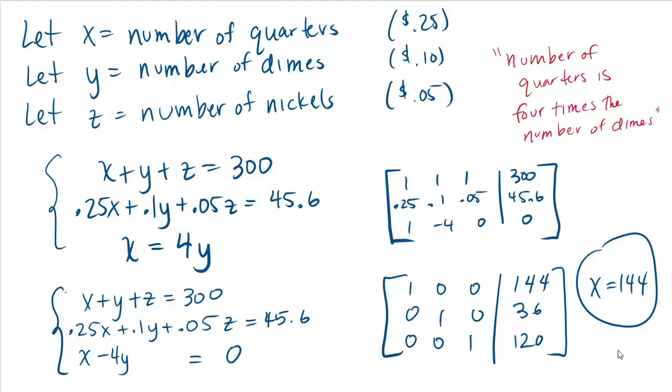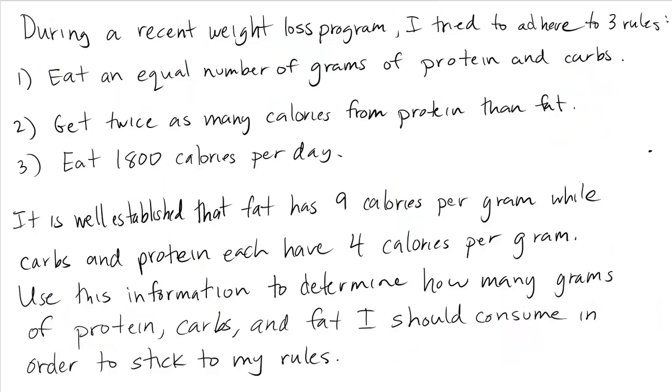Now, I fully admit that example is not very realistic. It would be weird to know that there are 4 times as many quarters as dimes in the jar, or to know the value of the coins in the jar without knowing how many of each there were. The next example, however, is a real-world example. This is something that I've actually done.